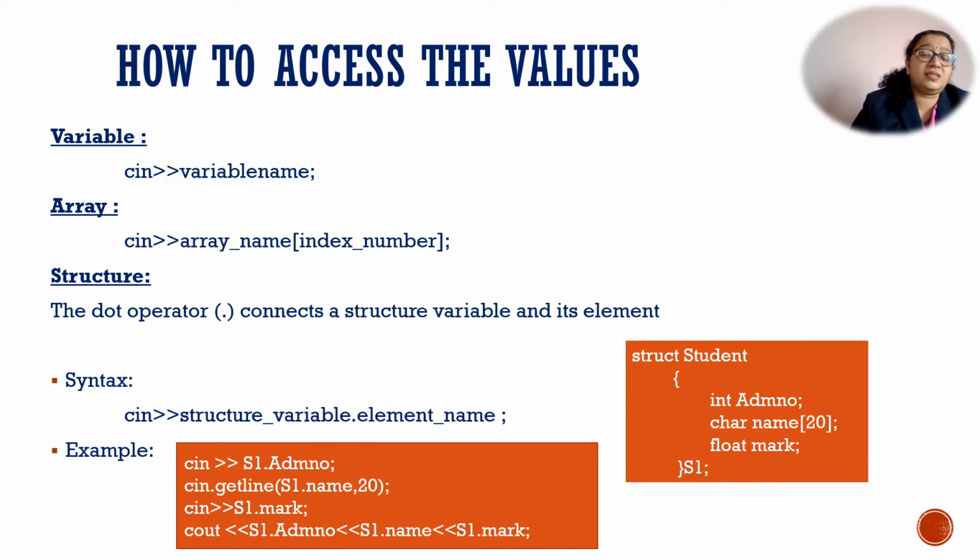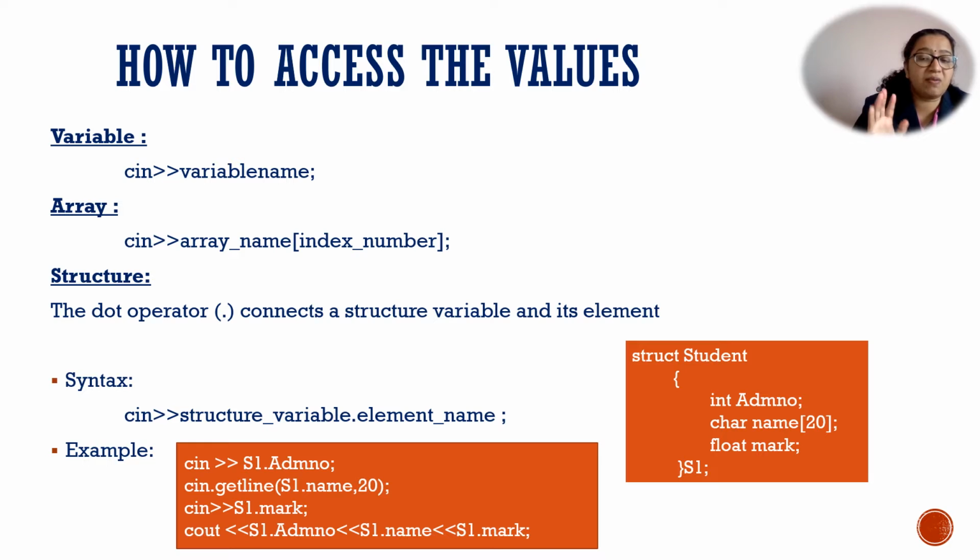Okay, how to access the values? It was in the last part of the last video, but I am revising it here because we need this part throughout the chapter. So if it's an independent variable, just use the variable name. If it is an array, use the array name and in square brackets the index number. If it is a structure, we need to put the dot operator to connect the variable name and element name. So the syntax is structure variable dot element name.